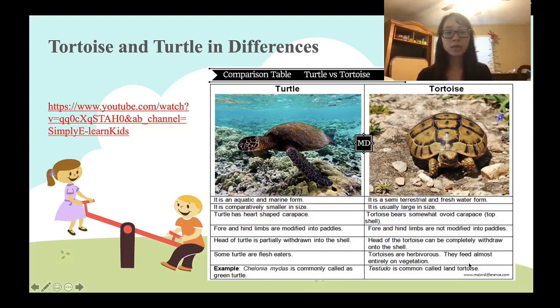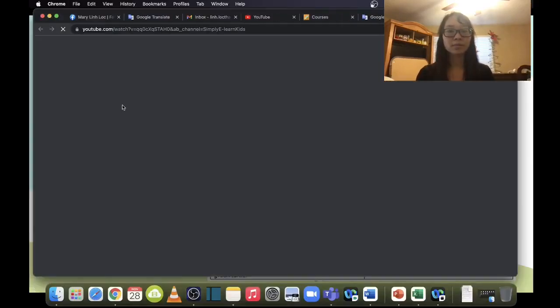Some turtles are flesh eaters. It means they can eat both meat and plants. For the tortoise, they are herbivorous. It means they eat only plants. They feed almost entirely on vegetation. We will watch more video clips to learn more about the differences between the tortoise and the turtle.